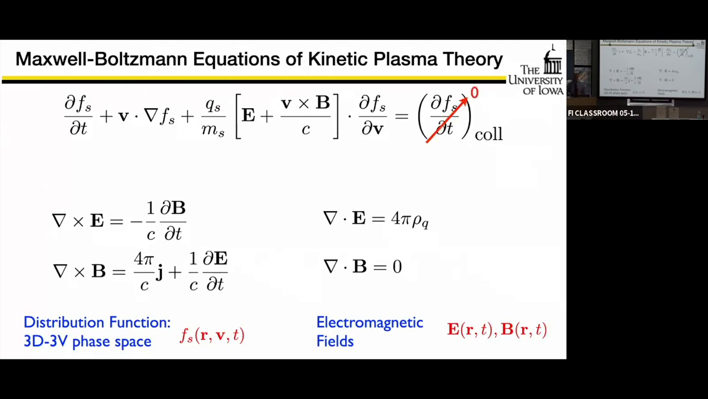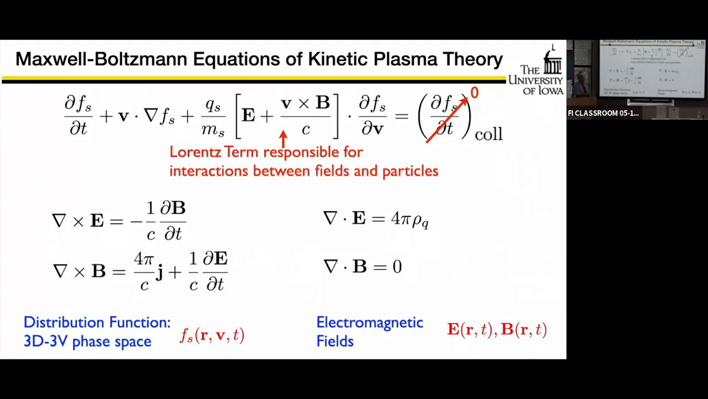So on the time scales of turbulent dissipation, if you're weakly collisional, this collisional term really doesn't play much of a role. So we can throw that away, set it to 0, and it returns this equation to what's called the Vlasov equation. The right-hand side just equal to 0, okay? And it's this term, this Lorentz term here, this is the Lorentz force, E plus v cross B over c, that is responsible for the interactions between the fields and the particles. So that's the thing that's actually going to do work on the particles and energize them.